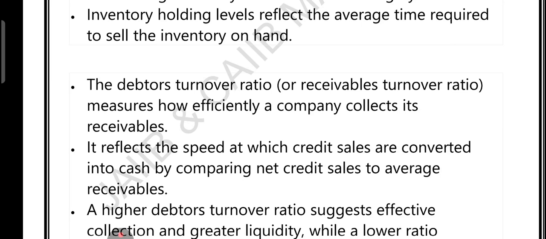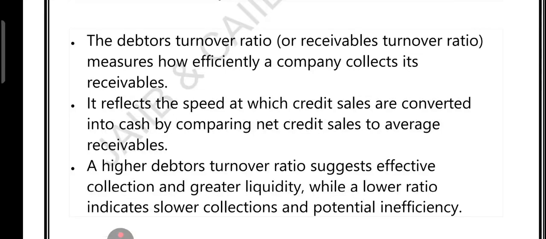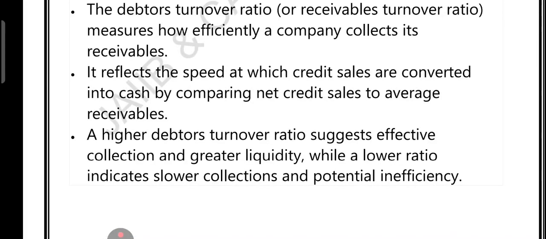Now friends, have you ever wondered how fast a company gets paid after making sales on credit? Let's decode the debtor turnover ratio in simple terms. The debtor turnover ratio is also called the receivable turnover ratio. It tells us how efficiently a company collects money from its credit customers. It shows how quickly credit sales are turned into cash. Why it matters: if this ratio is higher, it means fast collection, good liquidity, efficient business. If this ratio is lower, it means slow collection, possible cash flow issue.